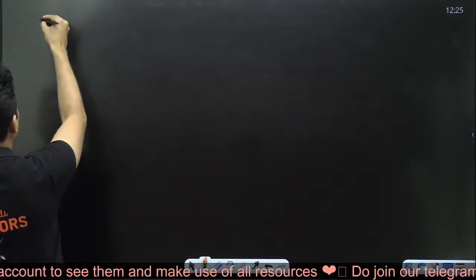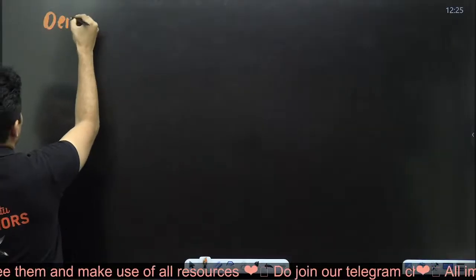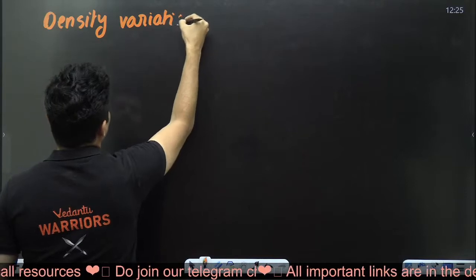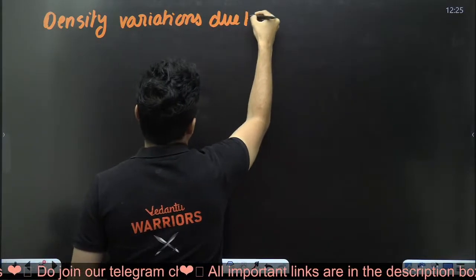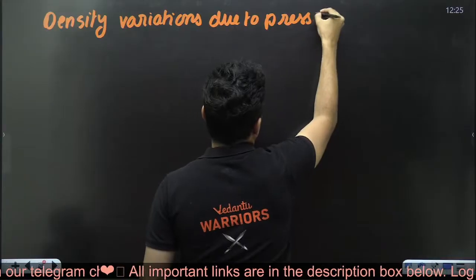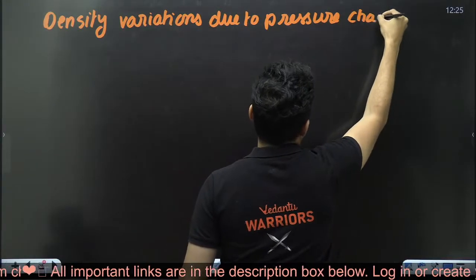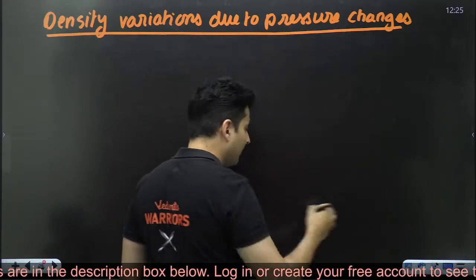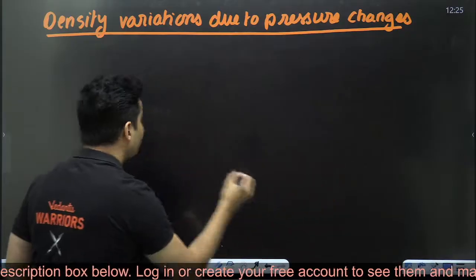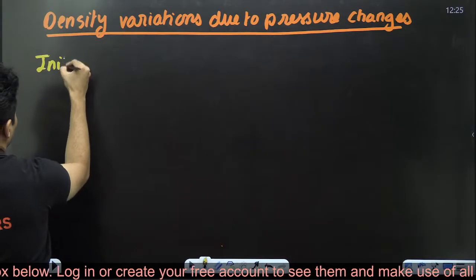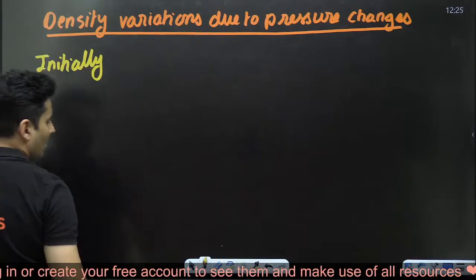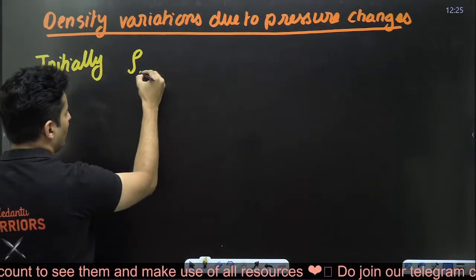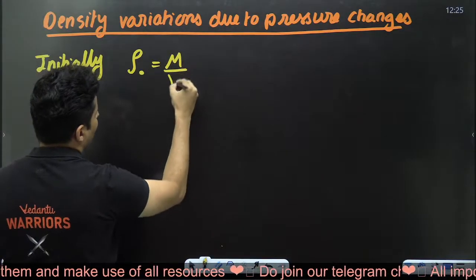You can also look at it like a theory. So density variations due to pressure changes. How does that formula or that theory look like? Let's have a look at that as well. Let's say initially the original density is rho naught, and that is mass by V naught.